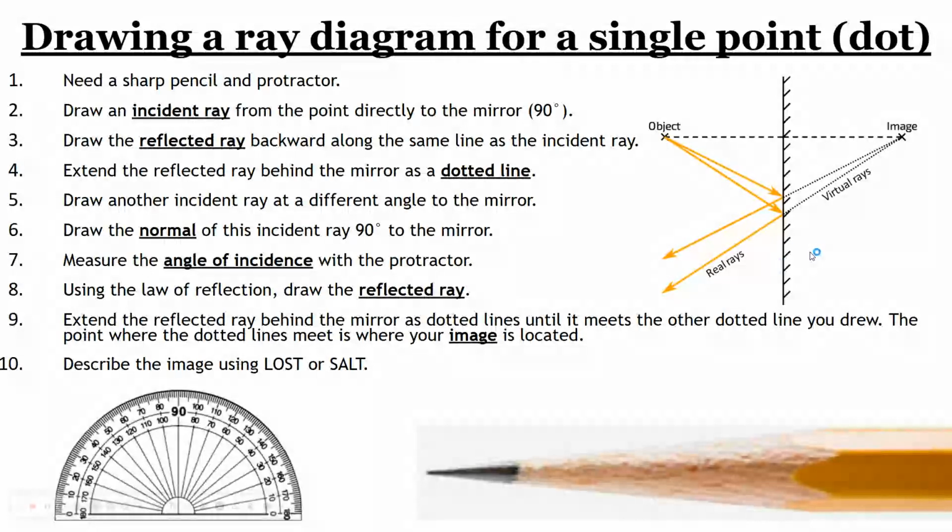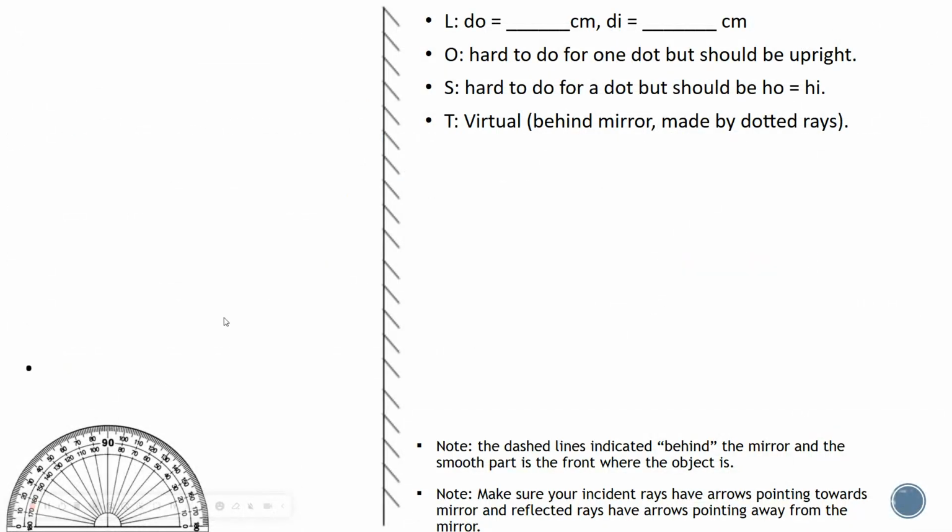In this video, we're going to do some ray diagrams for plane mirrors. So we're going to start off with doing a ray diagram for a dot in front of a plane mirror. And then we're going to try to describe the image characteristics. It's going to be a bit hard to do that because it's just a dot, so describing HI versus HO is kind of weird. How do you measure the height of a dot? But we'll do our best.